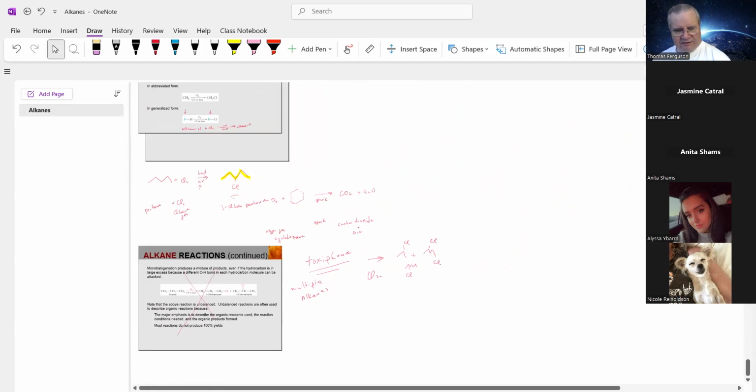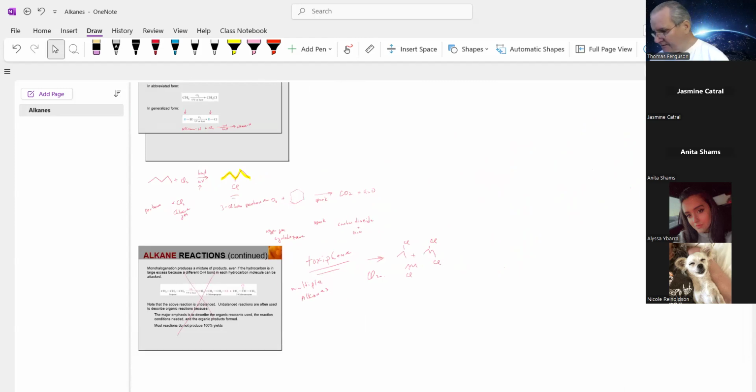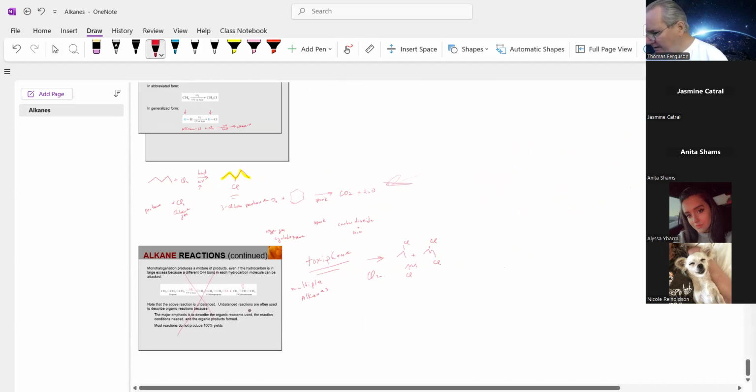Our next subunit is going to be on alkenes. Alkenes are double bonded carbons instead of single bonded carbons. And there are more reactions too. Are there any questions about the way I'm going to be asking questions on tests for reactions?